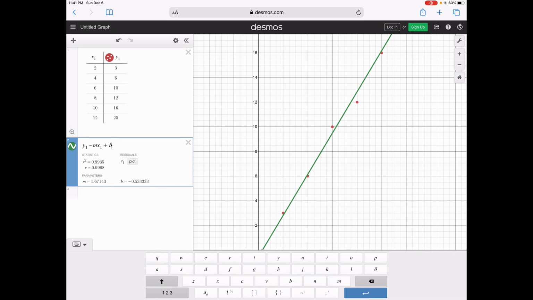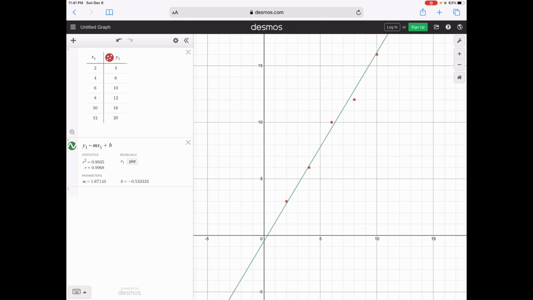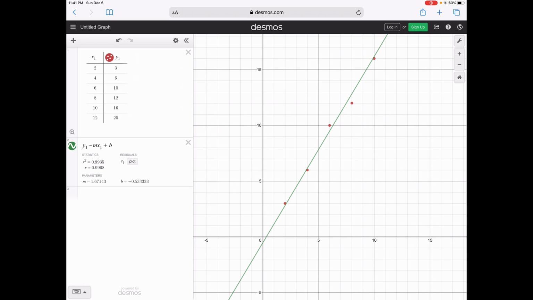And now I have my trend line, and you may look over here at the green line. It's pretty accurate. It goes through the data very, very well. I can see that my y-intercept is below 0. It's slightly negative, and our graph is increasing.